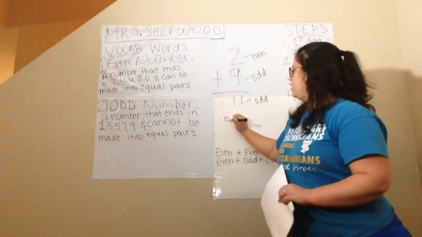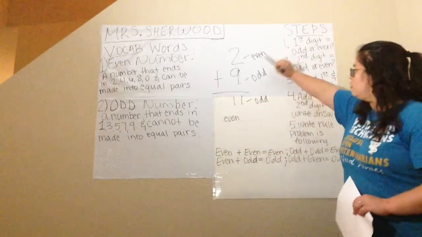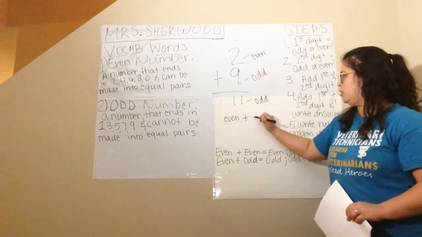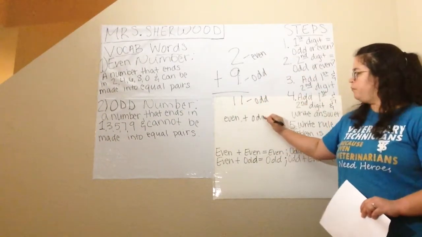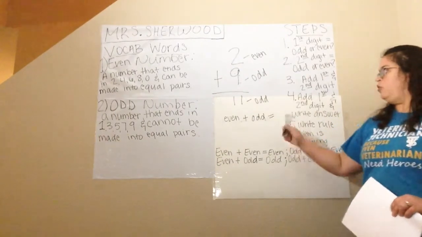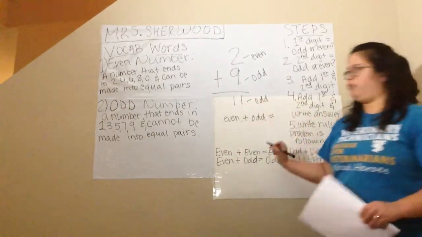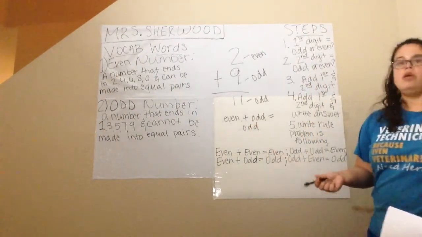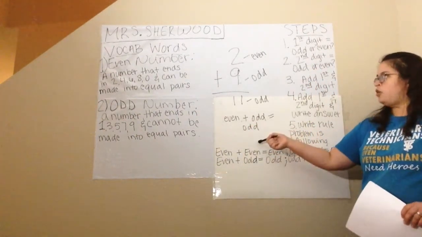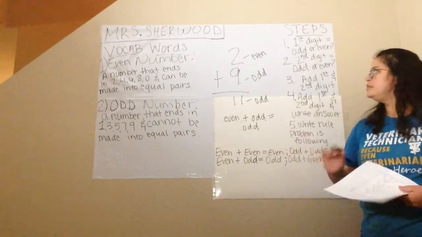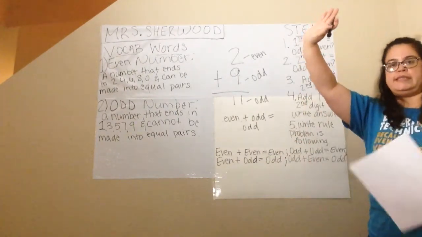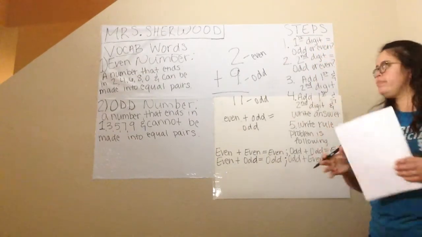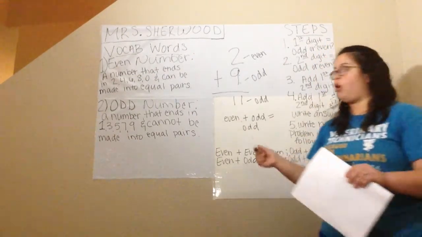And now we're going to write our rule for it. Okay, so an even number, first digit plus our second digit was an odd number, equals our answer, which was odd. So that is our third example. Does anybody have any questions? Raise your hand if you have any questions. All right, then we're going to move on to our fourth example.